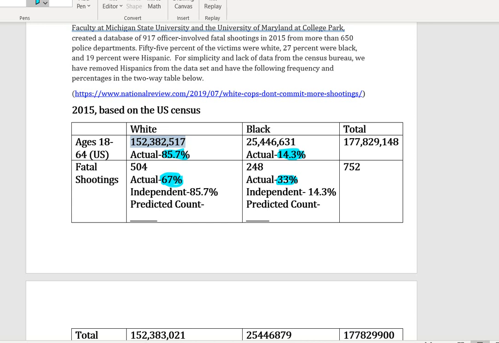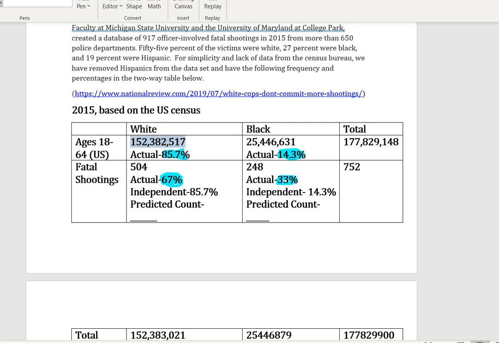Okay. Now, if these two are independent, we should see the same percentage of white males involved in fatal shootings as there are white males in the whole U.S. So we should actually see 85.7% of them. Same thing for black males. If race and fatal shootings are actually independent, we should only have 14.3% of the fatal shootings being black males and not 33%. So the predicted count is, out of the 752, we should see 85.7% of those as white fatalities.